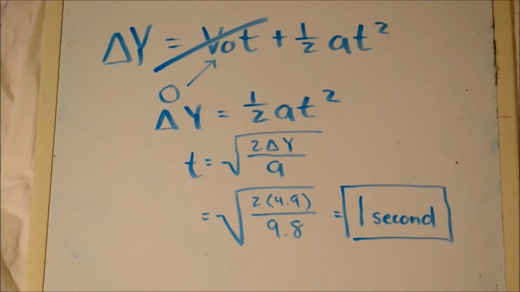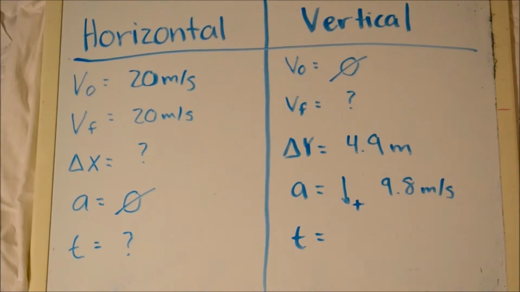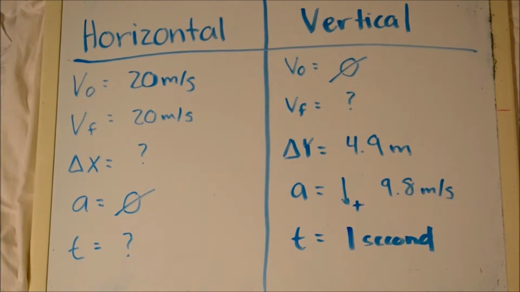Now, as I had mentioned previously, the only variable that can be intermixed between the horizontal and vertical tables is time. So we can place this time over on the horizontal table as well and use it to help solve for the change in x.